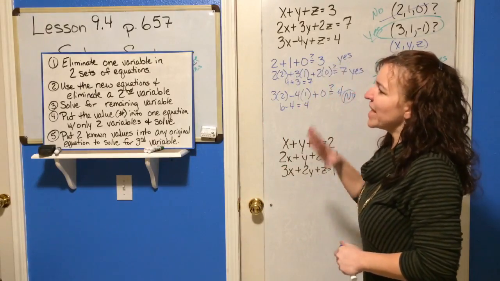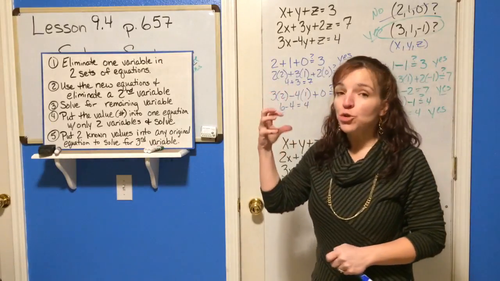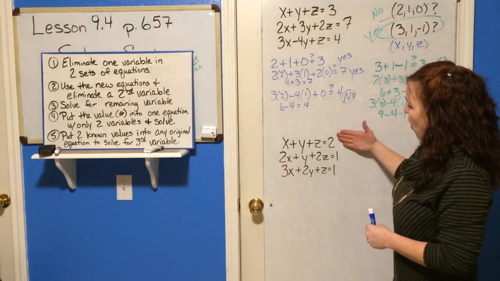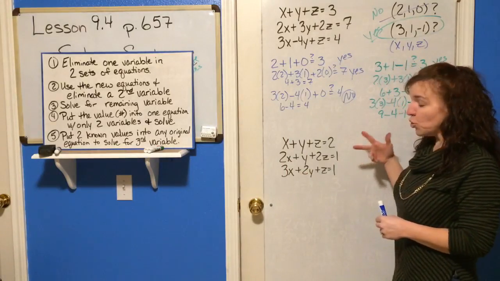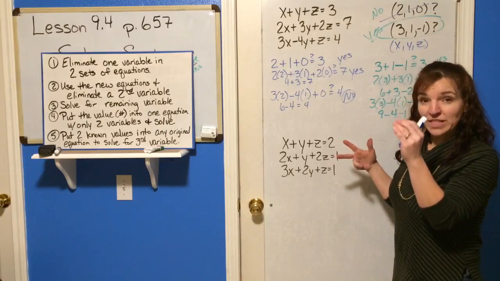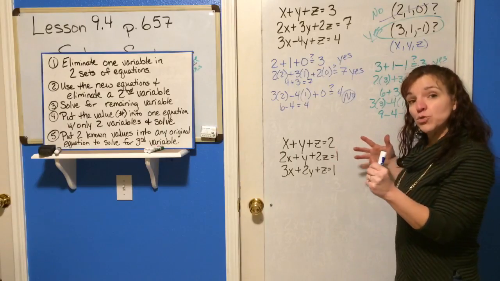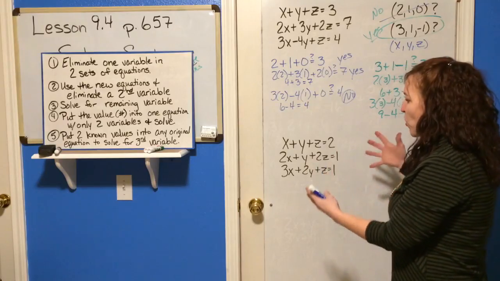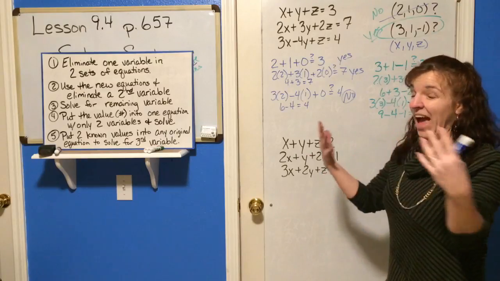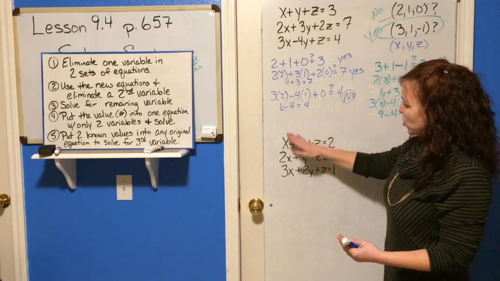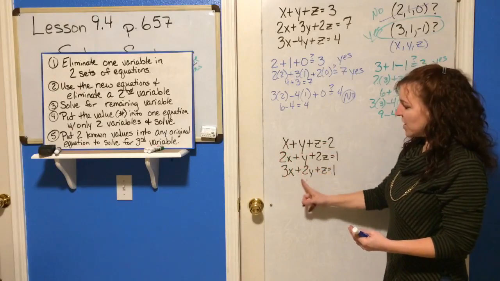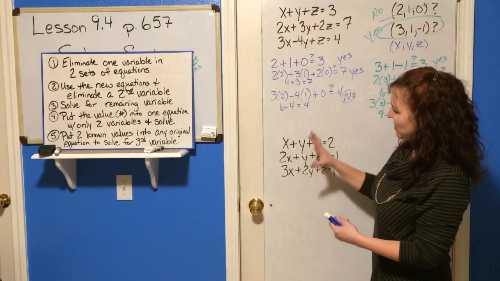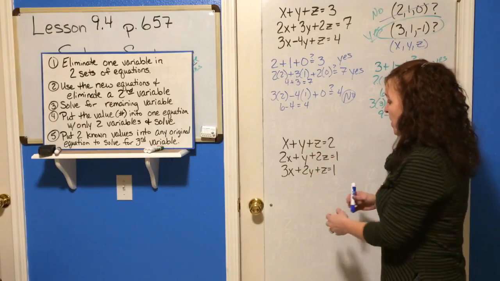So step 1, eliminate one variable in 2 sets of the equations. So what you're going to have to do is this. You want to take all 3 of these equations, you're going to choose 2 and make one of the terms disappear. And then you're going to choose 2 different ones and make that same term disappear. So the way you're going to choose this is really however you want to. If there are any terms that don't have any coefficients, that's the place to start. That would make it the easiest. I don't see any that have no coefficients. I do see this one.